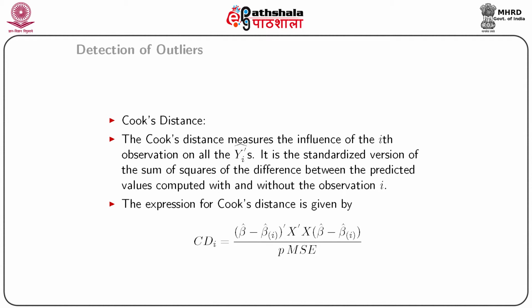A third measure that we use sometimes to detect outliers is Cook's distance. Cook's distance measures the influence of the ith observation on all the yi hats. It is the standardized version of the sum of squares of the difference between the predicted values computed with and without the observation i. The expression for Cook's distance is given by (beta hat minus beta subscript (i) hat) prime times X prime X times (beta hat minus beta subscript (i) hat) divided by p times MSE.